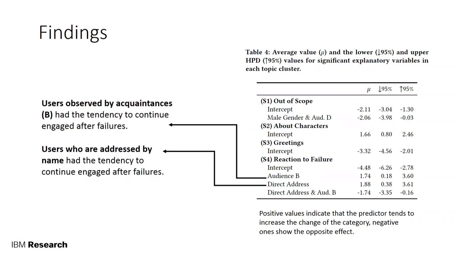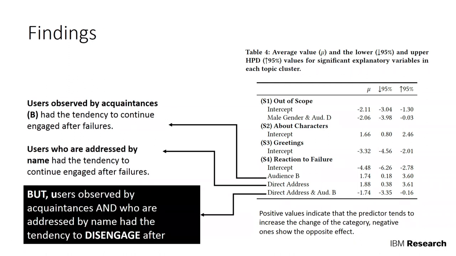We also saw, thinking about the public space, that users observed by family and friends continue engaging and ask more questions, and users addressed by their name, who could see their name on the table, also engaged more. But if you have both variables, people with family and friends and at least one name on the table, they don't engage as often, because the machine has to know that more than one person is interacting in that space, so they don't engage anymore.